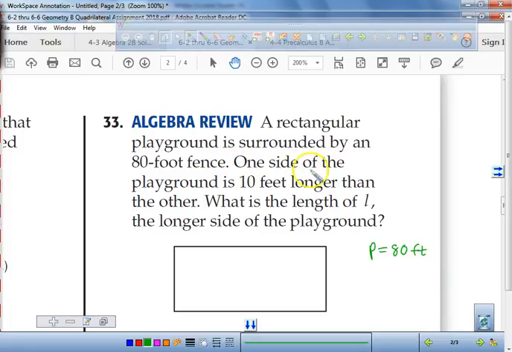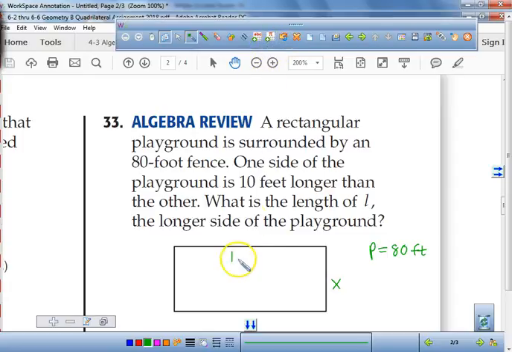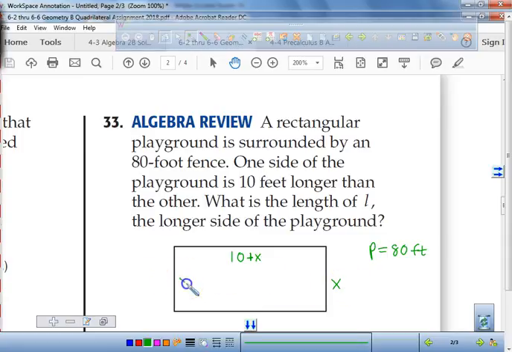It says one side of the playground is 10 feet longer than the other side. So if one side is x, the other side has to be 10 plus x. What are the properties of rectangles? Opposite sides have to be congruent. So if that's x, this has to be x. If this is 10 plus x, this also has to be 10 plus x. Okay? So the opposite sides have to be the same.